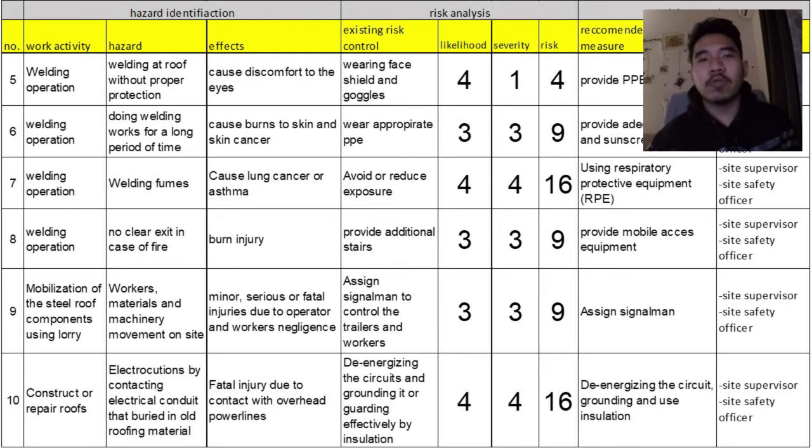So the likelihood of this hazard is 4 and the severity is 4, which is very high. The risk by this hazard is 16, which is the highest physical injury. So the recommended control measure is the same: de-energizing the circuit, grounding the circuit before working on it, and providing insulation such as electrical tape to avoid accidental contact with the live wire. So the person in charge is the same, the site supervisor and also the site safety officer.